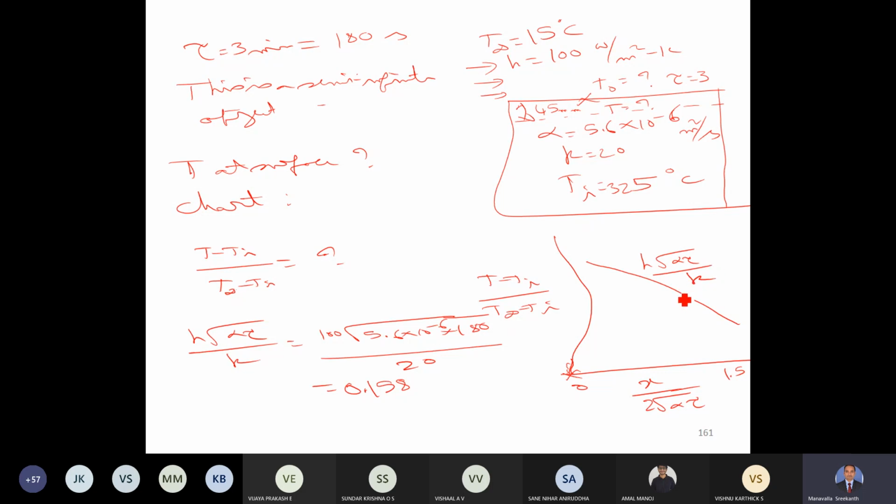So take this value as 0.158. We have a curve for 0.1, we have a curve for 0.3. So somewhere in between will be the curve of 0.158. Okay. And then you find x divided by root alpha tau.